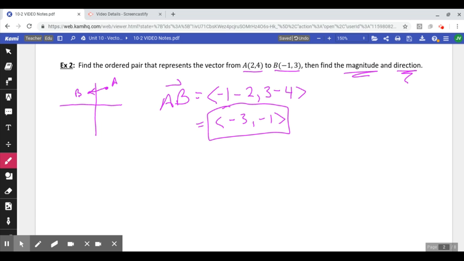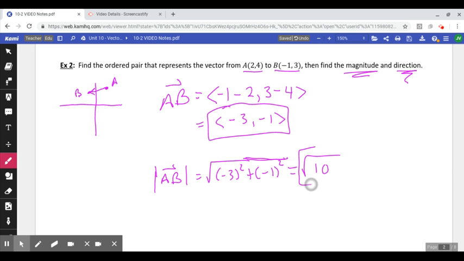In the question, we're also asked to find the magnitude and the direction. So we'll write the magnitude of vector AB, and that's going to be the square root of negative 3 squared plus negative 1 squared. Working this out, we've got 9 plus 1 underneath, so that's going to be the square root of 10. And if you need to approximate that, you can just type that in your calculator.